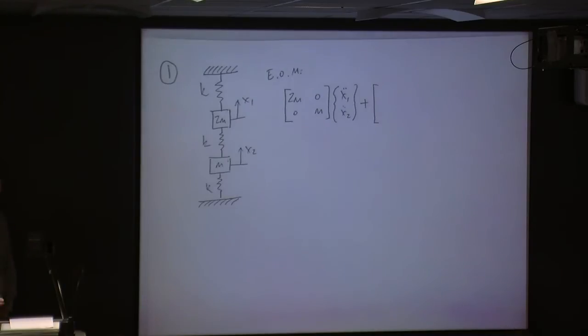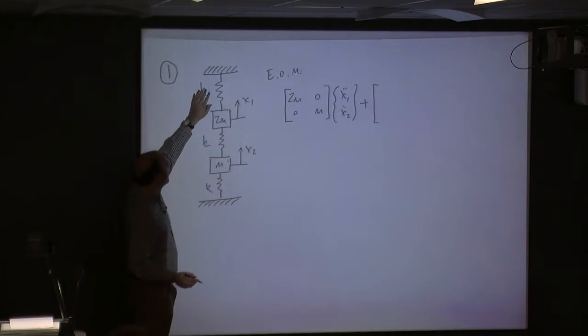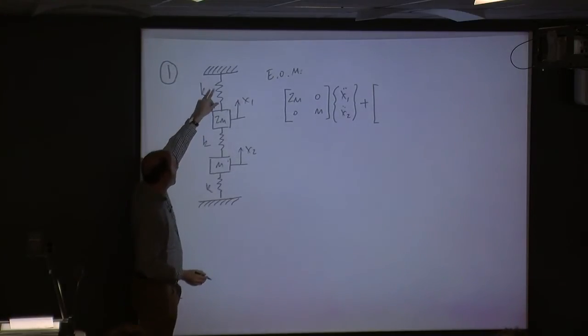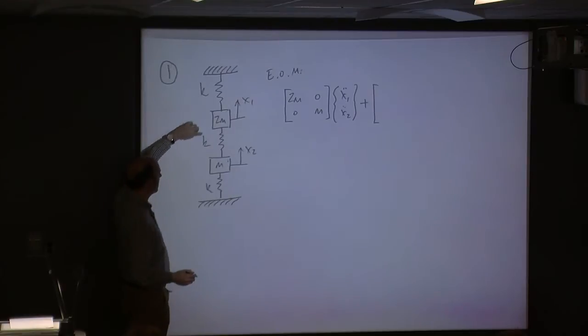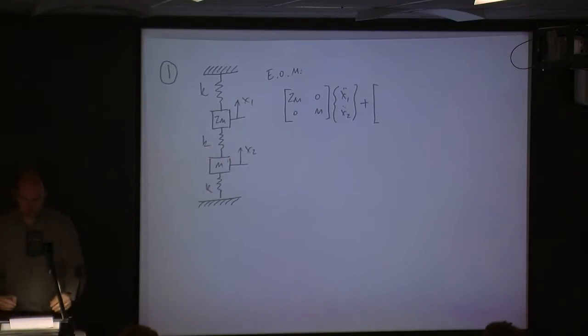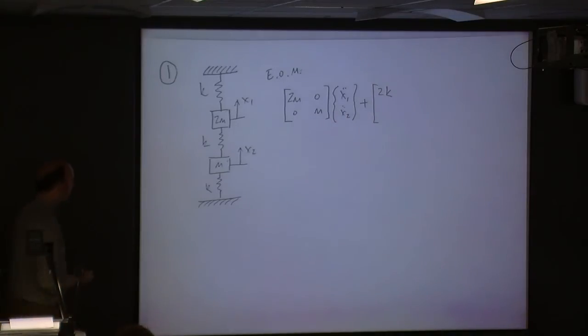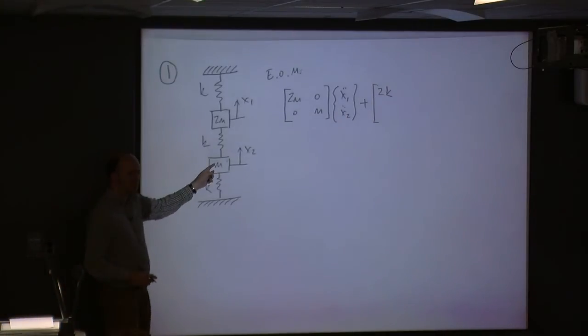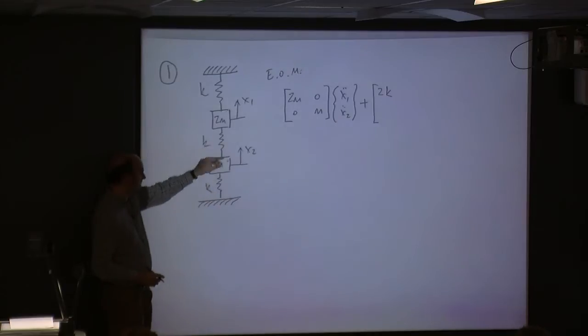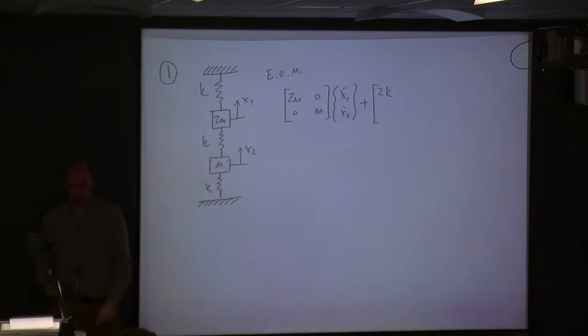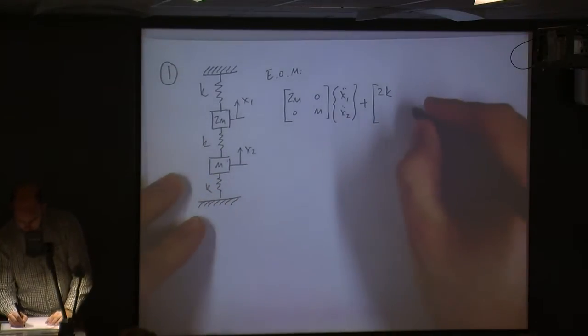Now the first box, this one here, we take the first mass and we add up the springs connecting this mass to either ground or to another mass. So we end up with k plus k, so we've got 2k. The second diagonal, you take this mass and you add up the springs connecting it to ground or to another mass. K plus k, 2k. So that's the other diagonal.